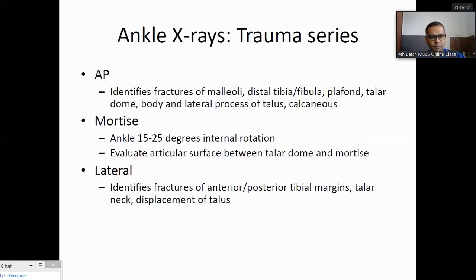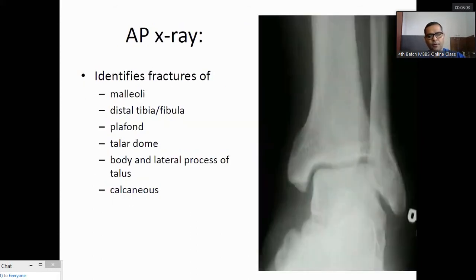AP view, Mortise view, and lateral view. So what is the anteroposterior view? Anteroposteriorly, we project the beam from anterior to posterior, and the typical structures we see are the distal part of the tibia, the medial malleolus, the joint line, the dome of the talus, and the lateral malleolus.